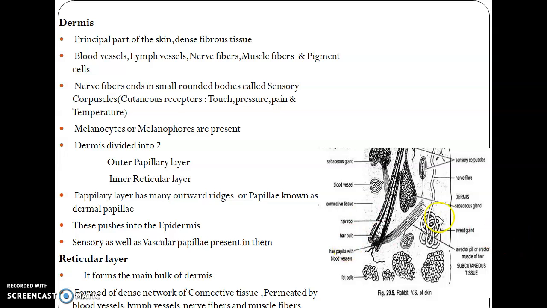Then this is followed by the reticular layer. It is formed starting from the hair root, hair pulp, and so on. It forms the main bulk of the dermis, consisting of a dense network of connective tissue which is permeated by blood vessels, lymph vessels, nerve fibers as well as muscle fibers. So that's all about the epidermis as well as the dermis part of the skin of the rabbit.